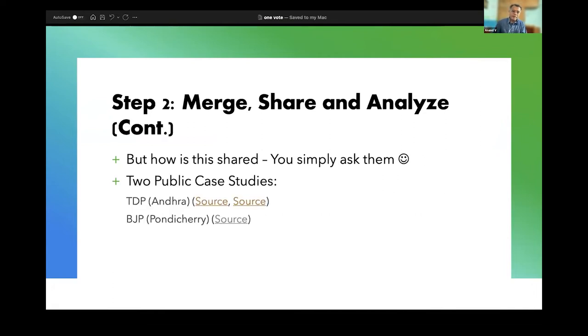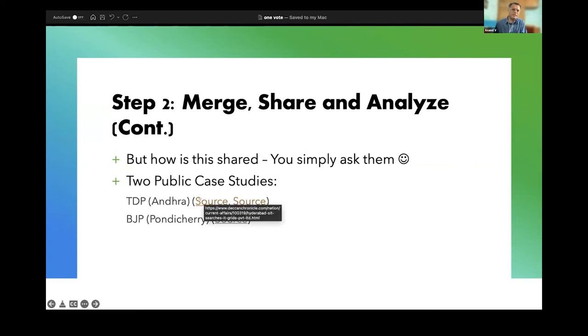So what is the next step? So when people come and say, but apart from dark databases, trade market, et cetera, how are these databases shared? Sometimes you simply ask them, but there are two public case studies that I want to discuss. One is the Seva Mitra app that TDP made in Andhra in the last elections. I mean, it is a public source.